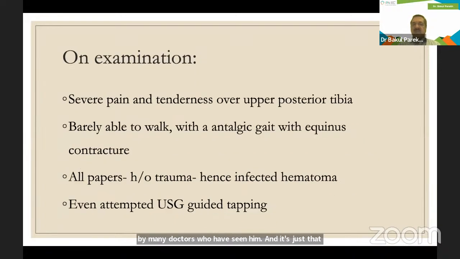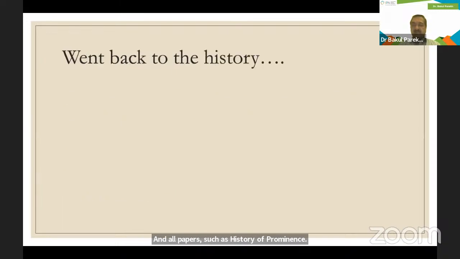On examination, there was severe pain and tenderness over the upper posterior tibia. Barely was able to walk, with antalgic gait and equinus contracture. And all papers suggest a history of trauma, hence infected hematoma, and even attempted USG-guided tapping, which was dry. So when you don't get what you expect, you always have to think laterally and go into the details.